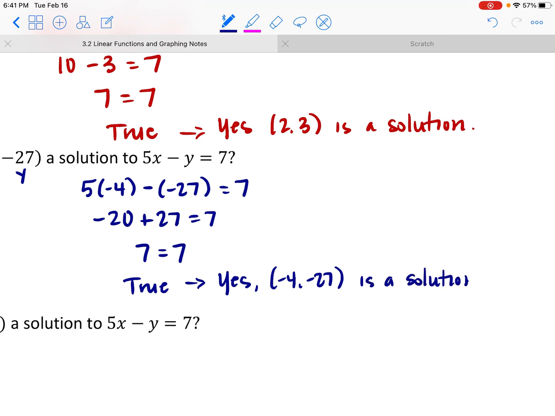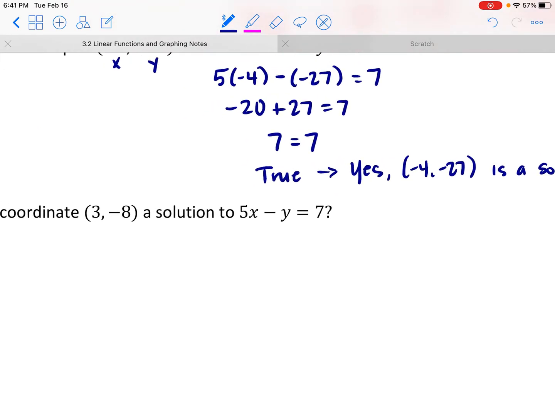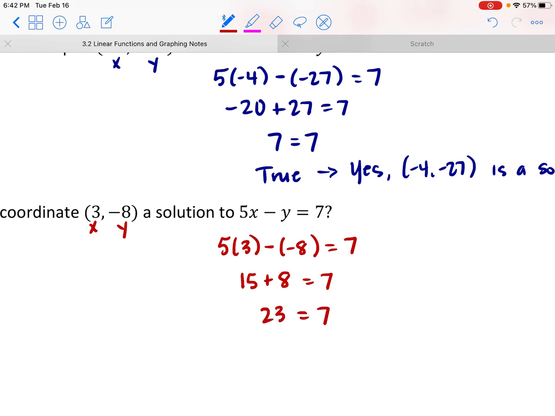Remember, there are an infinite number of solutions. So let's try this one. If I replace x with 3 and y with -8, do we get a solution? So 5 times 3 minus y, which is -8, does that equal 7? Well, 5 times 3 is 15. The double negative here is going to make a positive 8. But when I put together 15 and 8, I get 23. And 23 does not equal 7.